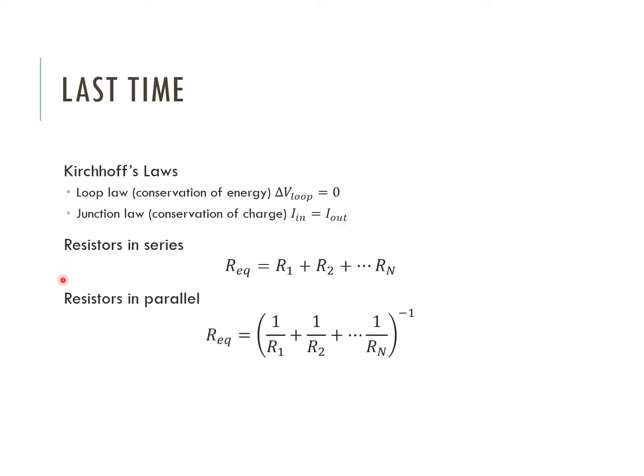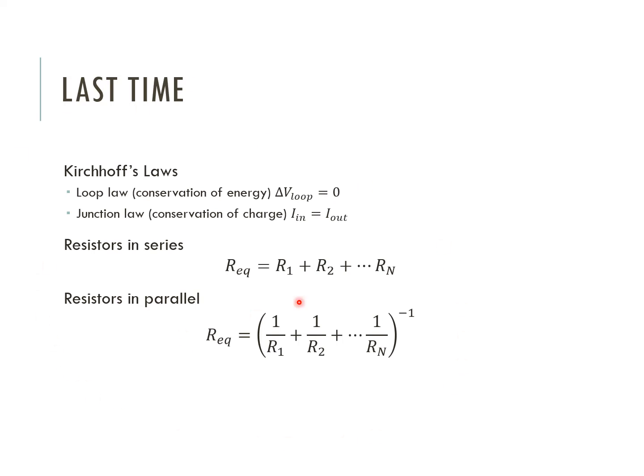And we saw that you could have resistors set up in series, so one directly after the other. To find the equivalent resistance, which is replacing all of those resistors with a single resistor, you just add those values together. If you have them in parallel, where they start and end at the same junction but are next to each other, to find the equivalent resistance you take the inverse of the sum of 1 over all of the resistor values.